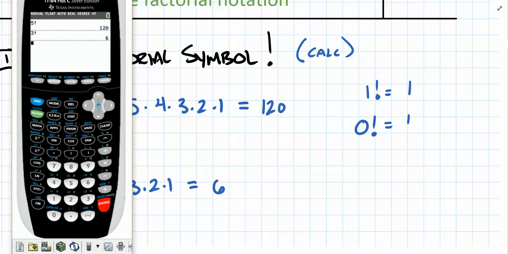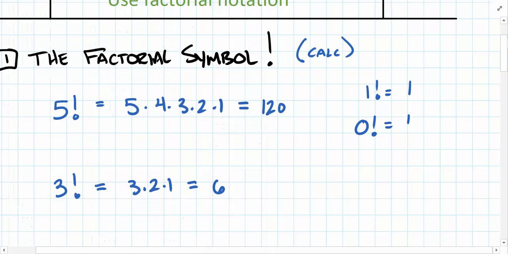I'll prove it to you. And you put in the calculator, if you go 0, math, over, and then you go option number 4, factorial, notice the calculator gives you back 1. Okay, remind me in class to show you why that is. I do have a little tiny fun reason why.